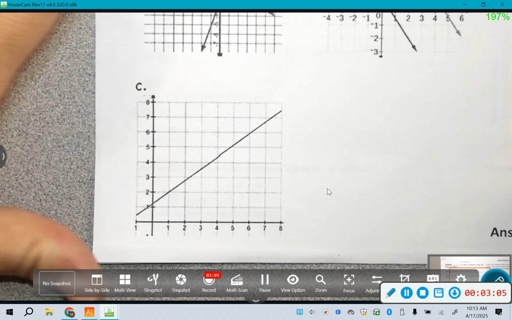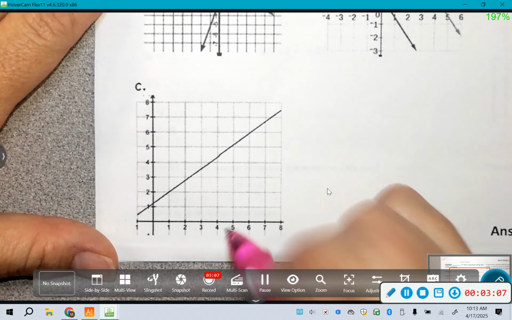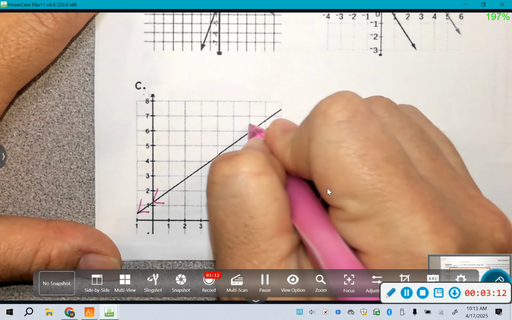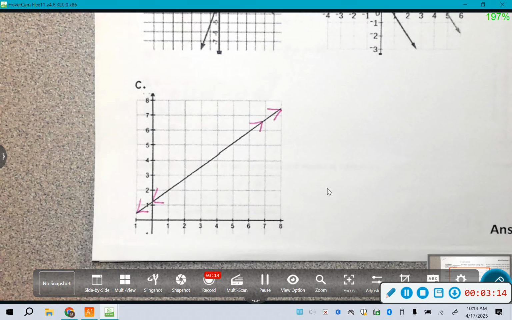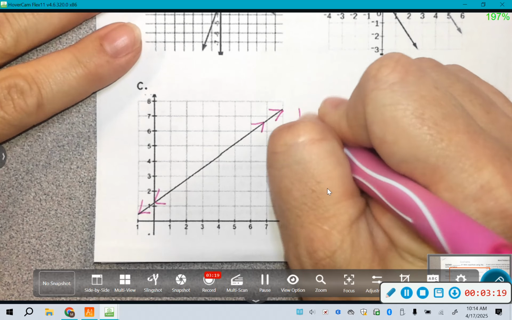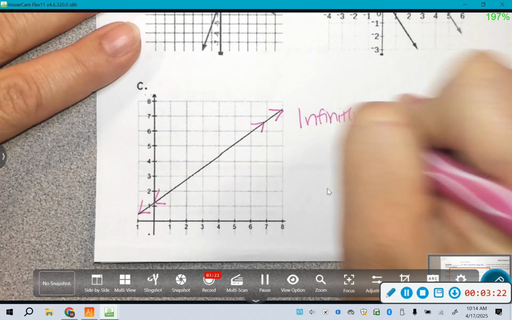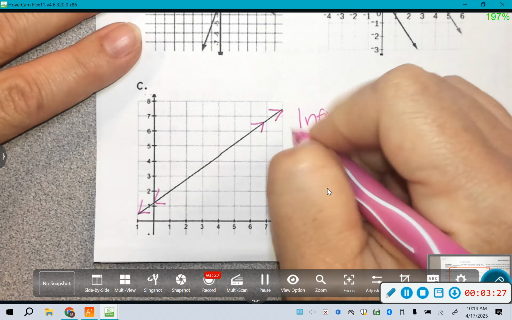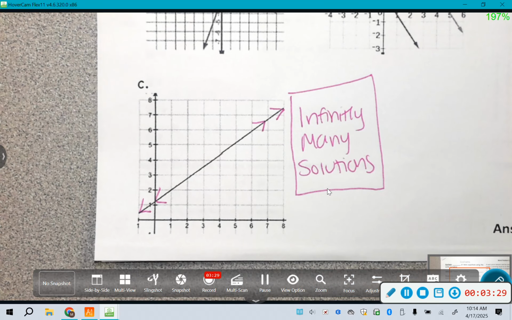Now this one's a little weird because you only see one line, but what if I told you there were two lines on this paper? Well, doesn't that mean that it's the same line? So if two lines are directly on top of each other, do y'all remember what we call that? Yeah, infinitely many solutions. Because everywhere they touch is a solution, and they touch everywhere. I think I spelled it wrong, but yes.